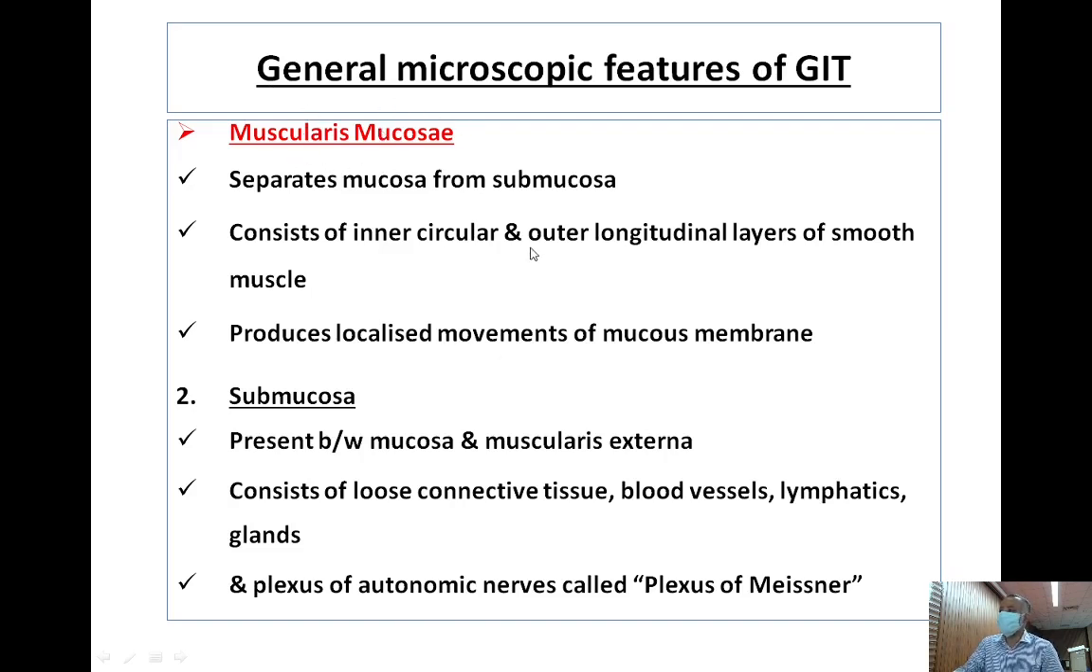How are these muscle fibers arranged? Inner fibers are circular, outer fibers are longitudinal. Then they produce localized movement. These muscles are producing localized movements of the mucous membrane. That means the mucosa is moving. These folds sometimes may have to enlarge, they may have to stretch out. So these movements are taking place by means of this muscle layer.